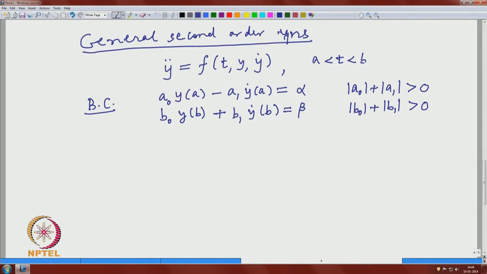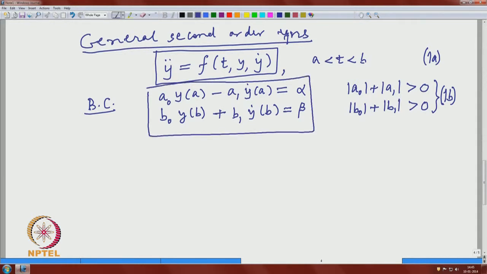Okay. So, now we will discuss this. Let me again put some numbers here. This is 1A and the boundary conditions 1B, and the whole thing together is called problem 1. I would like to discuss the existence of a solution to this problem 1. That means, we want a function y to be determined which is 2 times continuously differentiable and satisfies this given differential equation and these boundary conditions at the end points A and B.